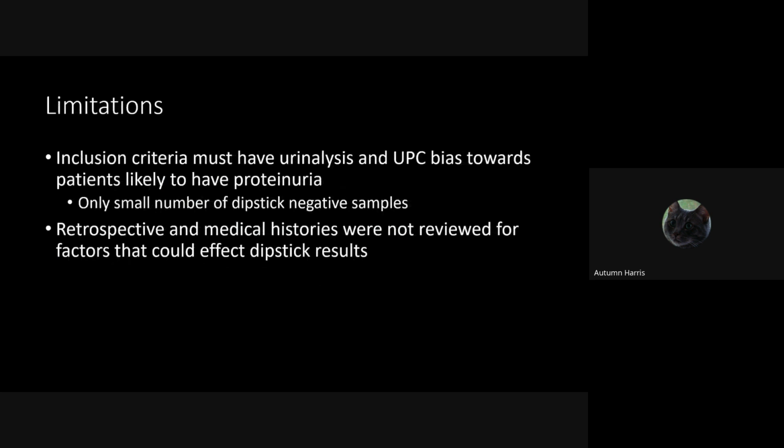Some of the limitations of this study included the criteria where they had to have a urinalysis and UPC to be included in those patients. So that kind of biases towards running all of those tests on a patient. So the patients were probably more likely to have proteinuria, and they had a really small number of patients that were dipstick negative or considered non-proteinuric based off UPCs, particularly in the dogs, so we might get different values if we had a population that expanded more of the different ranges for protein levels in the urine or no protein levels in the urine.